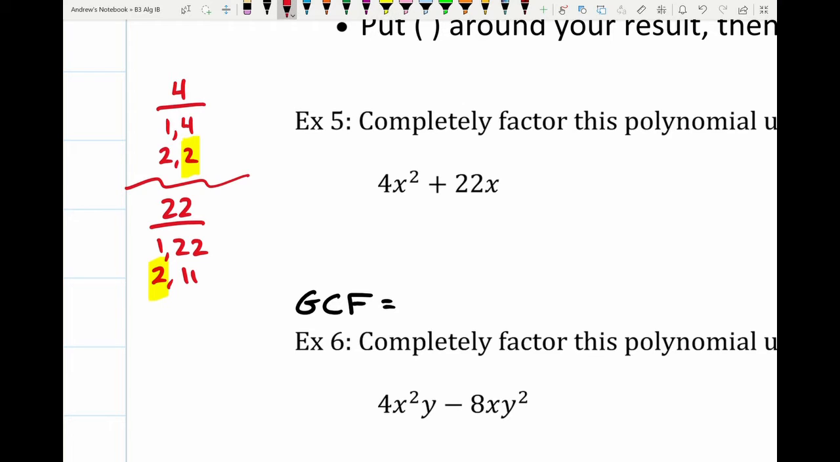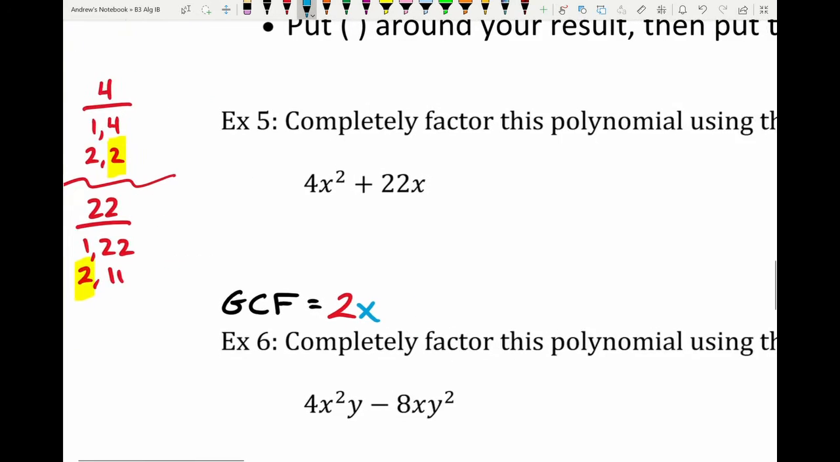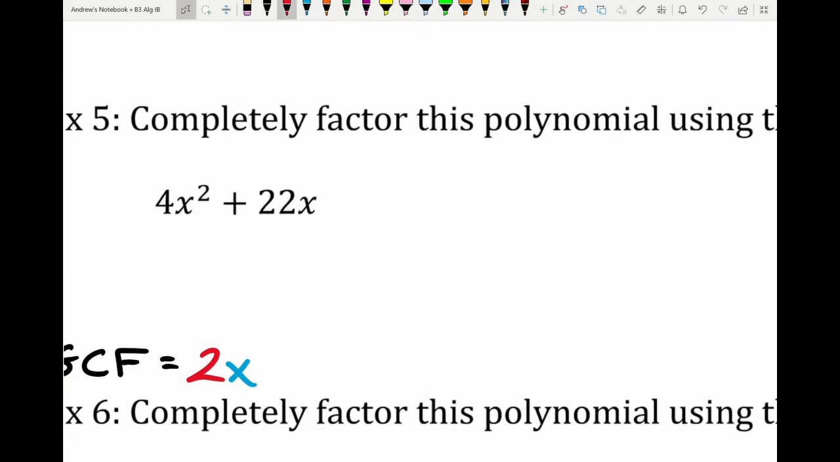So that part of my GCF is just 2. As far as the variables go, that first chunk has an x squared, the second piece has just an x. So the most x's I can take overall is just 1. So my GCF is 2x. Hopefully nothing too bad so far. We just did the same thing we were doing before. So now comes the new part.